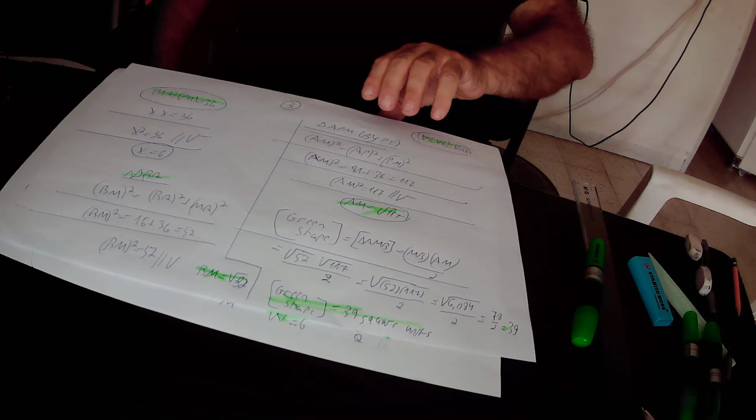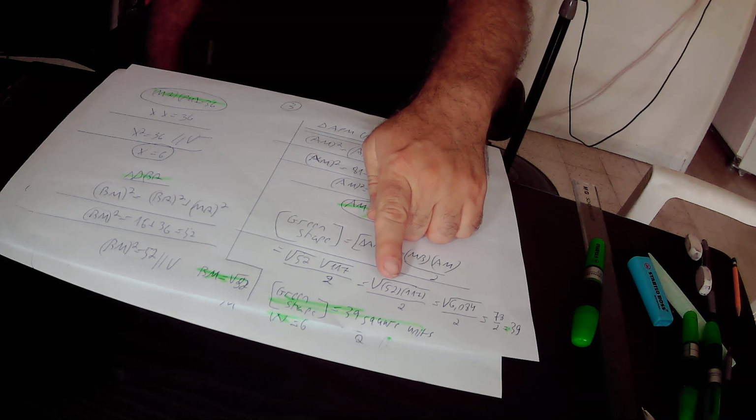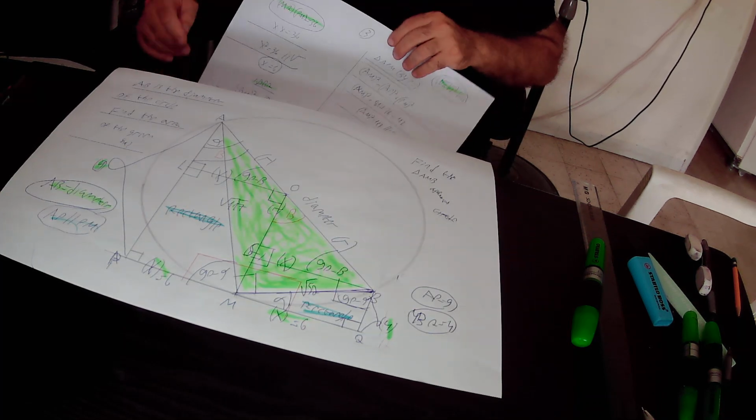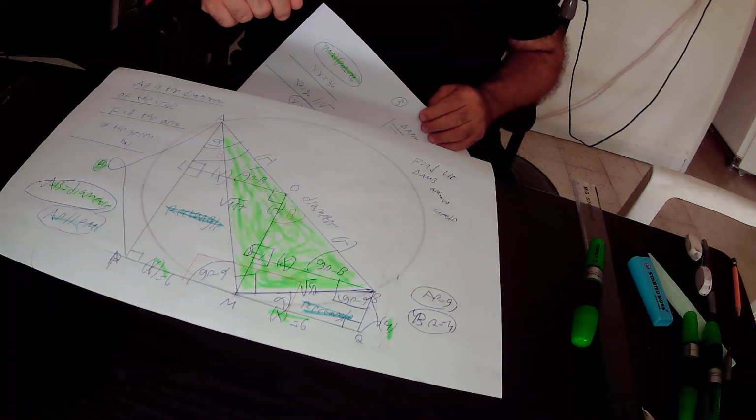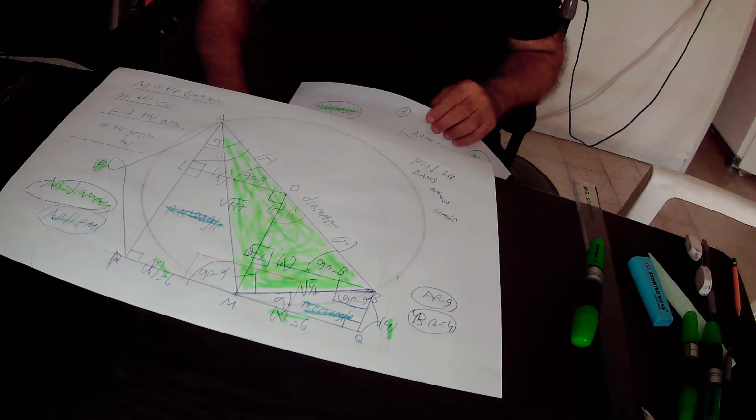So in total, we find that the area of the green shape, the area that we are looking for, is equal to 39 square inches in size. To repeat, the area of this green shape, that is the area we are looking for in this question, is equal to 39 square inches. Okay, thank you very much.